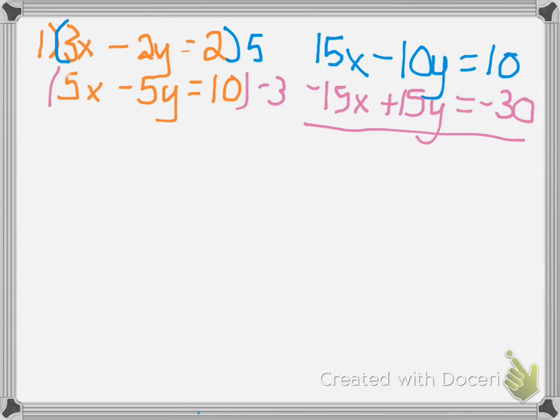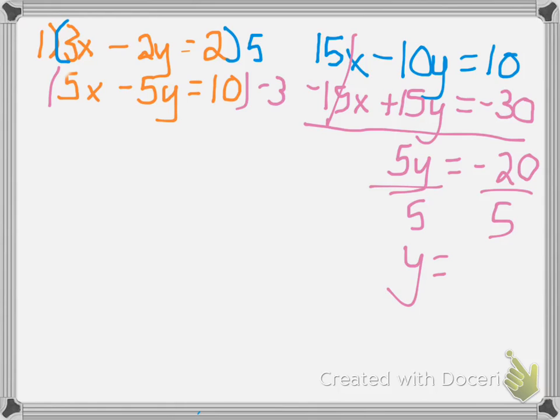Now, when you add straight down, your x's are going to cancel. Negative 10 plus 15 is 5. 10 minus 30 is negative 20. Then you're going to divide. And you have y equals negative 4.